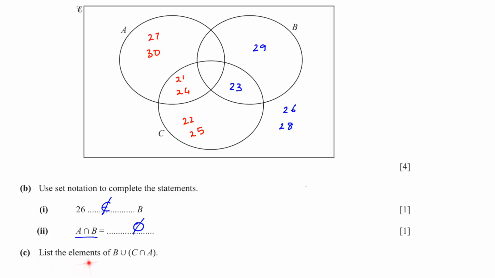Next, list the elements of B union C intersection A. So this is B union the intersection of C and A. And this is the intersection which is common in A and in C. So the answer is 21, 24, 23 and 29.